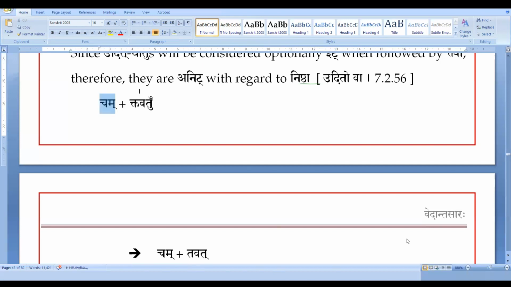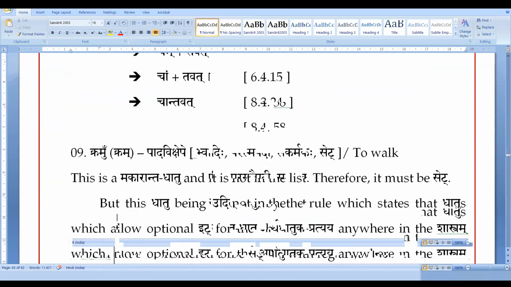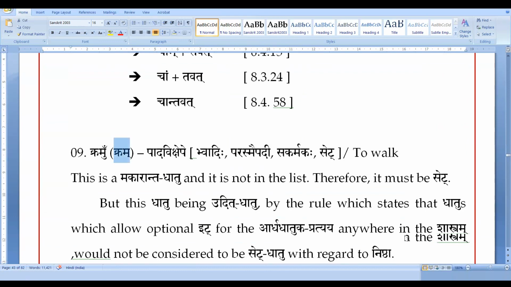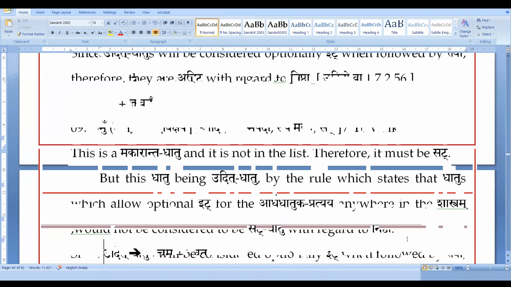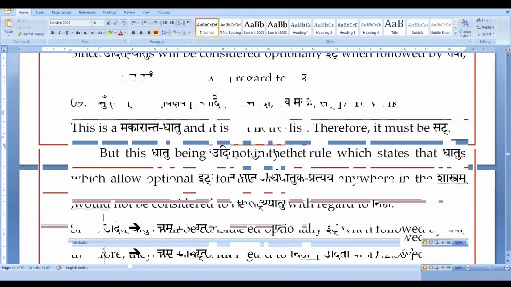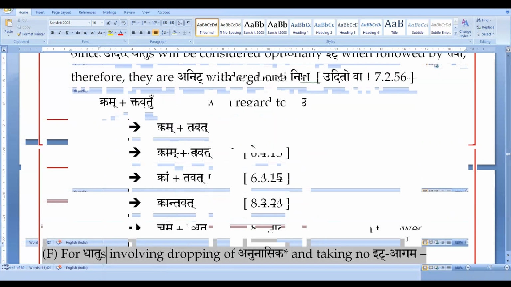That is Achamanam. Then Kram dhatu. To walk, to transgress, to cross over. Krantaha. Kram dhatu. This is also Udit dhatu. Therefore, no itagama. This is not in the list in the first stage, but it is Udit, therefore no it with regard to Nishta. Therefore Kranta, Krantavat, right?